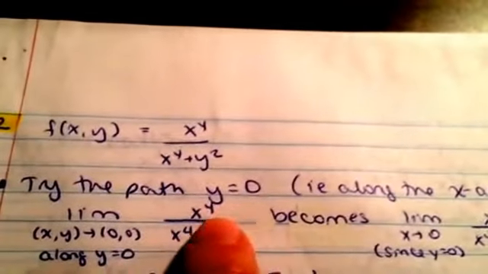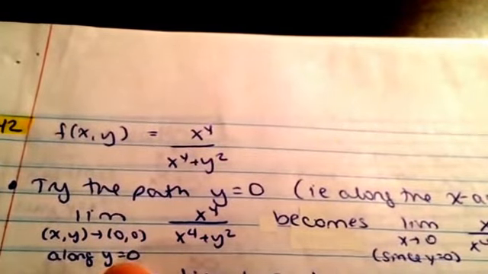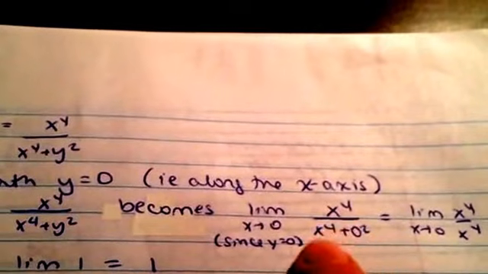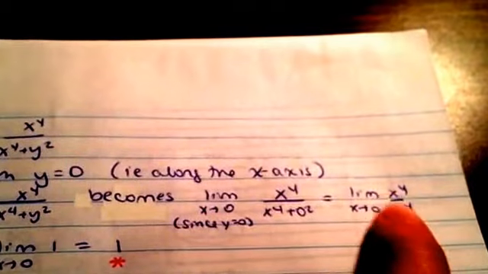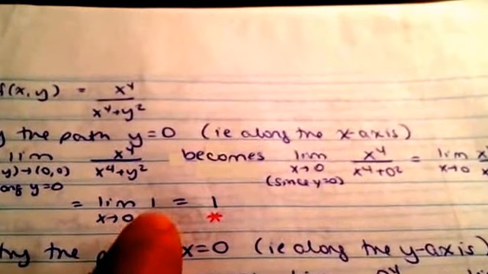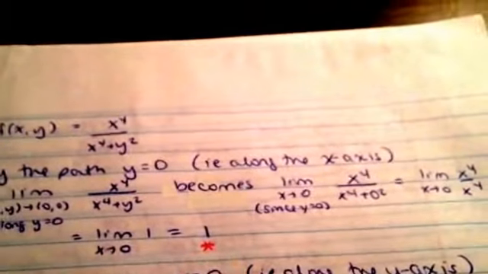So let's look at some. 42, same problem. We're going to first try the path y equals 0, which is the x-axis. So this is the problem, and I'm doing it along the path y equals 0. If y equals 0, all of my y's are going to become 0, and I'm just going to be left with x's. See how it's just x's left? X is approaching 0. So I have x to the 4th over x to the 4th, which simplifies down to 1. And then when I take the limit of 1, that's 1. Okay, so that's the limit along this particular path.